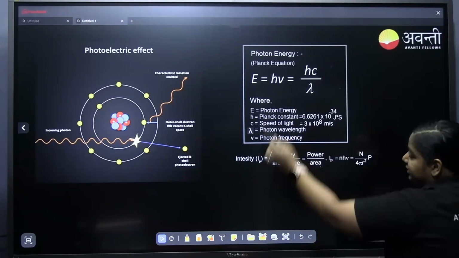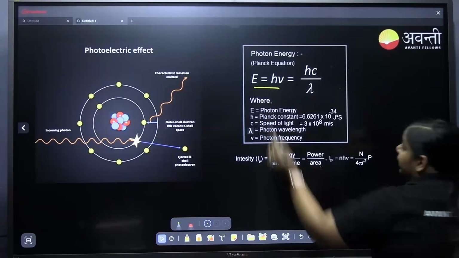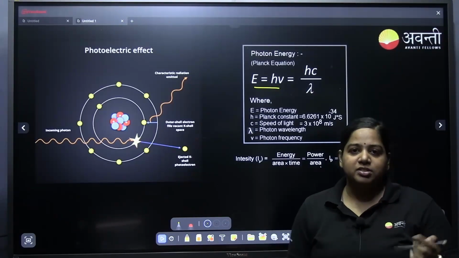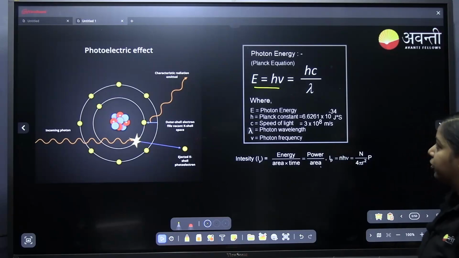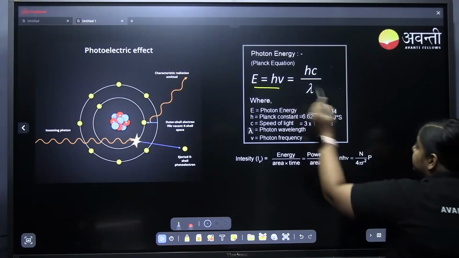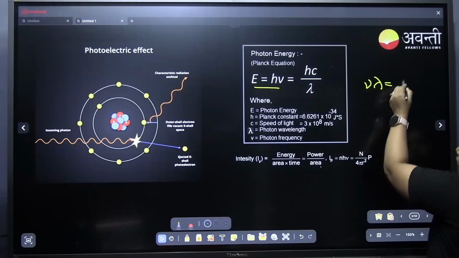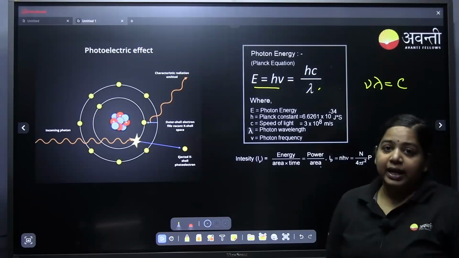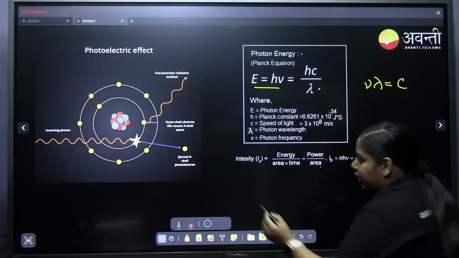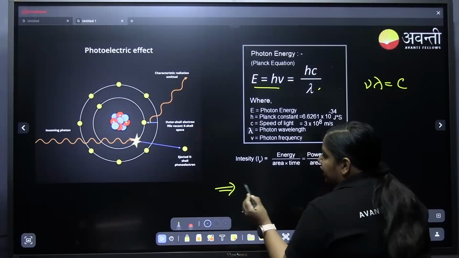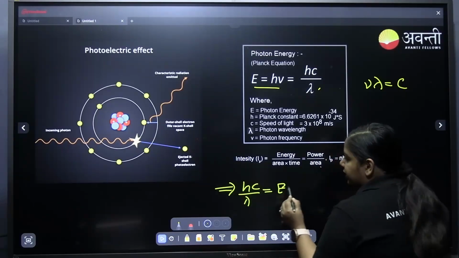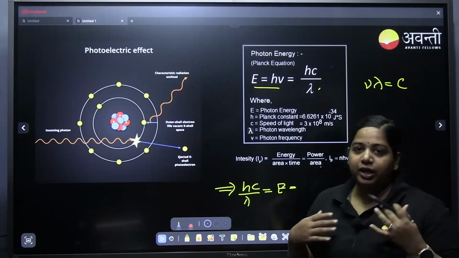Before that, this is Planck's equation. What he is saying, energy of a photon is equal to h nu. H is Planck's constant, nu is the frequency of the photon, or since nu lambda is equal to c, we modified that equation to hc by lambda. hc by lambda is energy. So one more thing you have to remember, hc by lambda is the energy, or kinetic energy, for the photon.